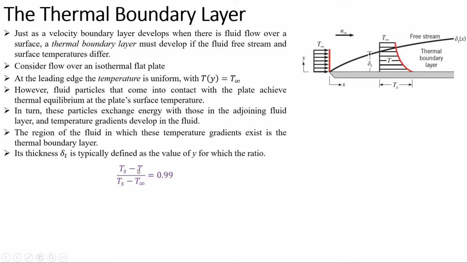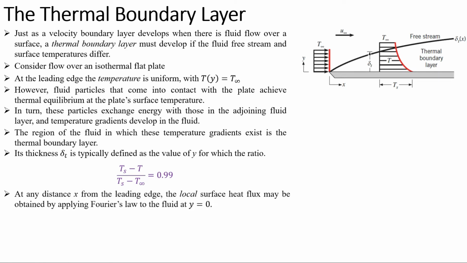0.99. It means the difference of temperature between the fluid and the surface becomes equal to 99% of the temperature difference between the surface and the free stream. So delta T, the thermal boundary layer thickness, is the value of y for which (Ts minus T) over (Ts minus T infinity) is equal to 0.99.